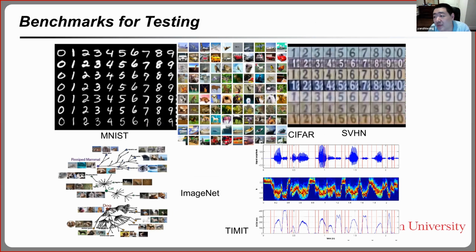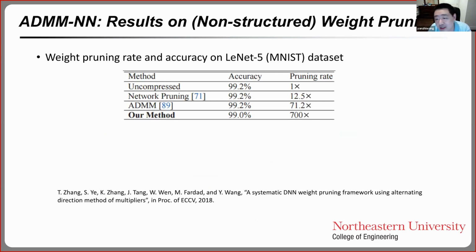So these are standard benchmarks for testing, like MNIST, CIFAR, SVHN, ImageNet, and also TIMIT for speech recognition. And later we're going to see many more data sets. So first, we see the simplest data sets. MNIST is not a very good indicator, to be honest, because it's too simple. It's very difficult to make the accuracy lower than 99%.